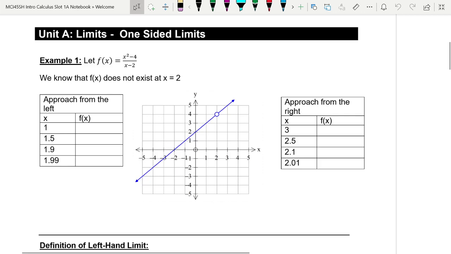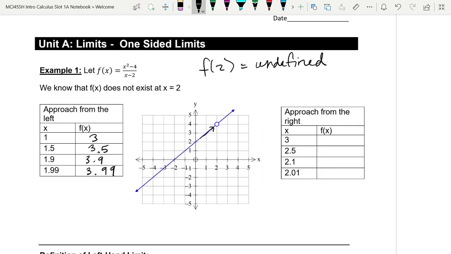And I got 3, and then I got 3.5 for 1.5. Then when x was 1.9, I got 3.9. Then when x was 1.99, I got 3.99. So it seems pretty obvious, and it's sort of obvious from the picture too, that we're definitely approaching the value 4. But to be sure that that's the value, we also approach it from the right.